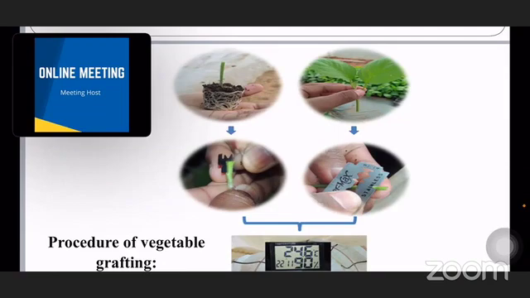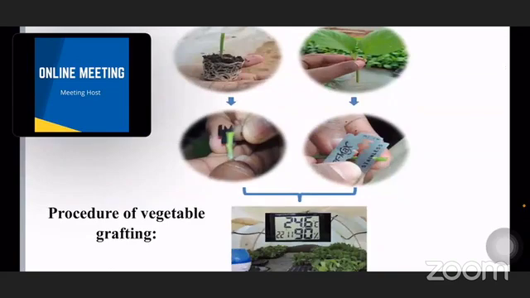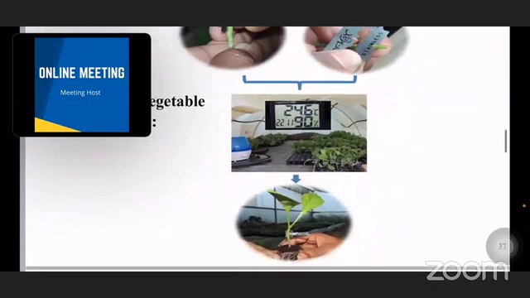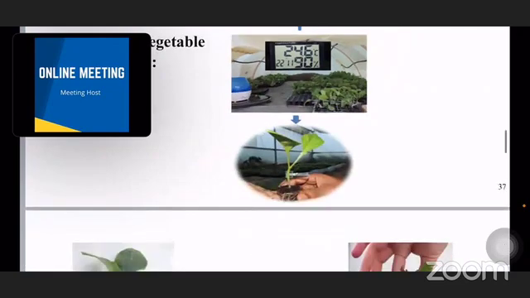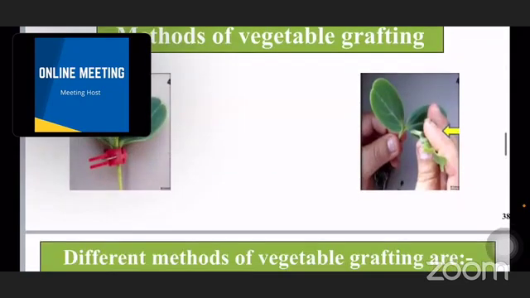Then we have to select the seedlings. Then we have to cut. Here there are different types of grafting methods, I'll tell in the future slides. We have to give the congenial climatic conditions, and we have to raise the grafted seedlings. Here are the different methods of vegetable grafting.